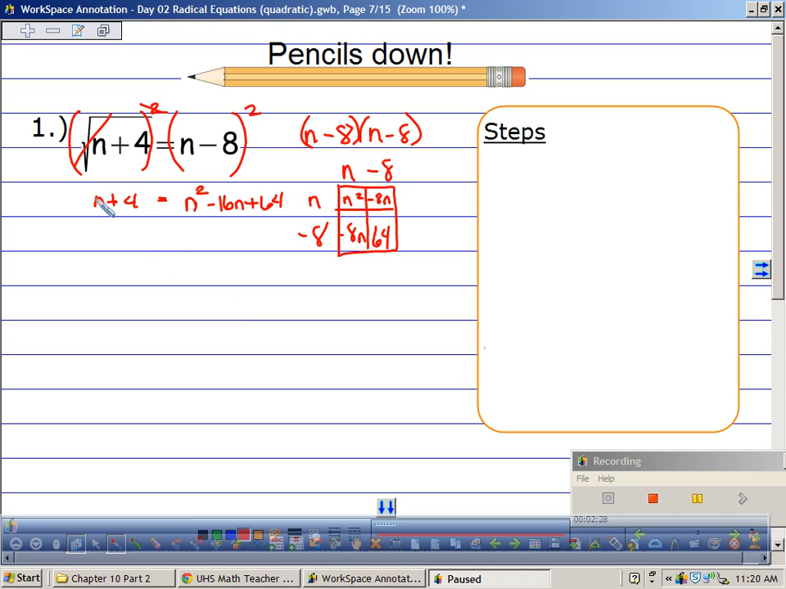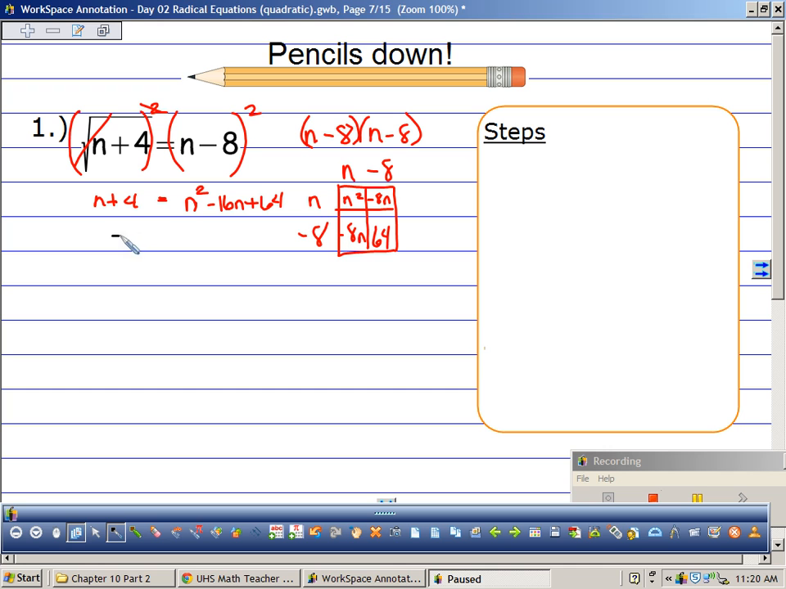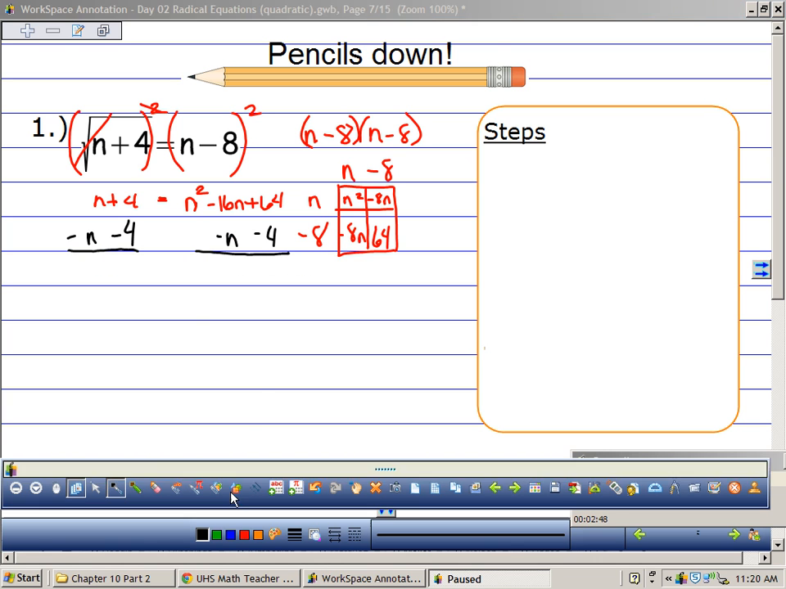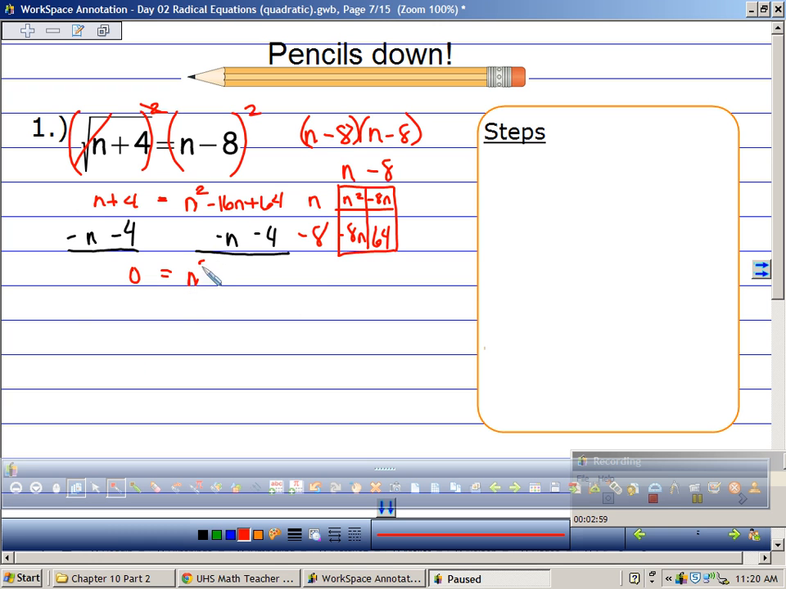Next I'm going to set everything to 0. So I need to move the n to the other side and the 4 to the other side. At this point, this should look familiar to you. This is no new information, which I think kind of makes this lesson a little bit boring to watch, because by this time you know how to do this. So I have n squared, a negative 16n, and another negative n is negative 17n. And positive 64 and a negative 4 makes positive 60.